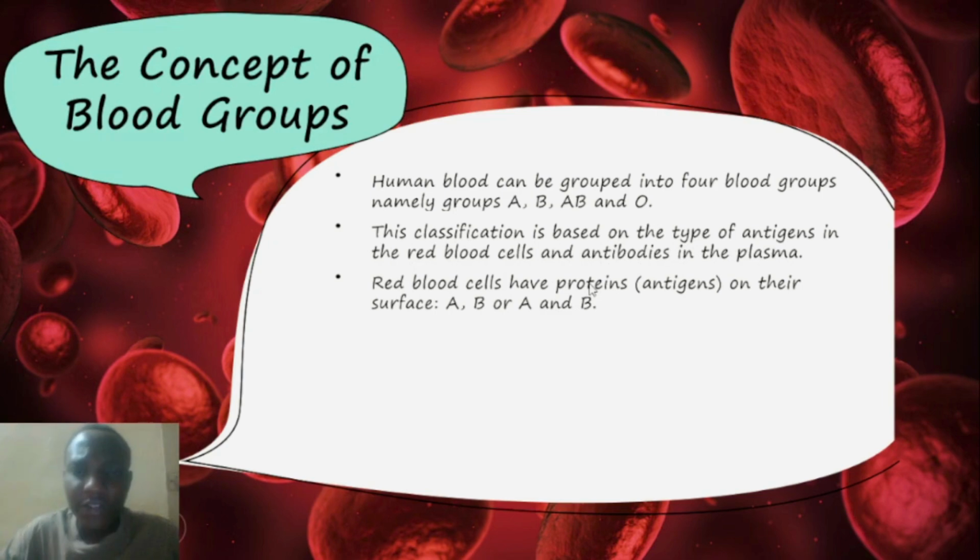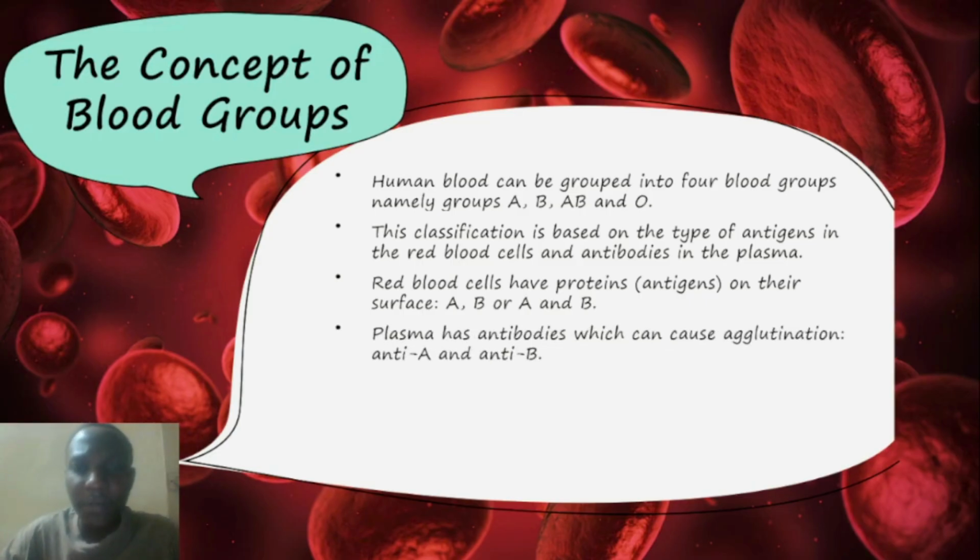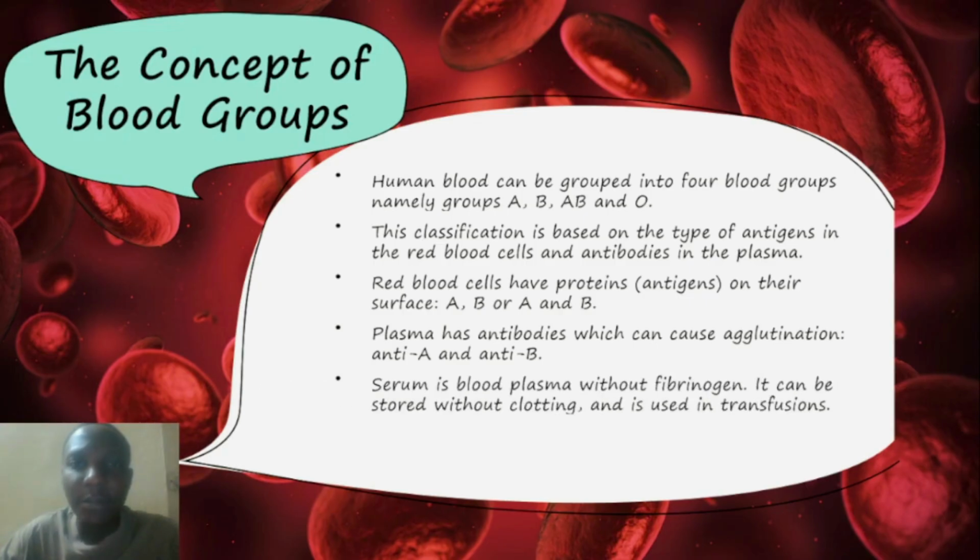The red blood cells have proteins, the antigens, on their surfaces: A, B, or A and B. So they can either be A, B, or both A and B. The plasma has antibodies which can cause agglutination, the anti-A and anti-B. Based on these two things, that's where we get the blood groups.